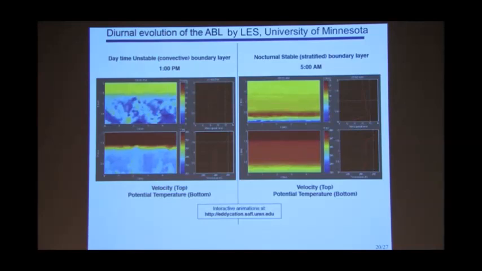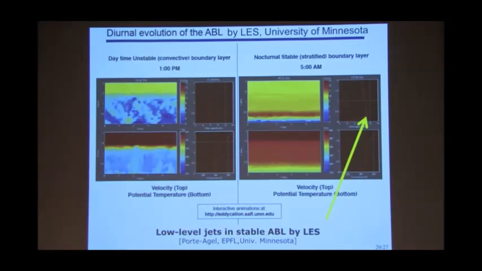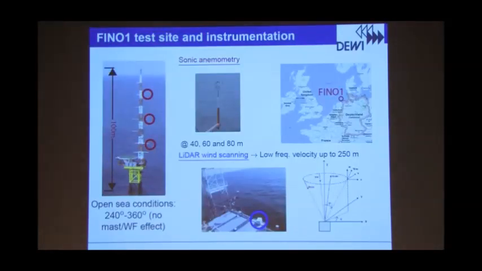So in the early morning, you see this red layer. That's the so-called low-level jet, which is an increase of velocity, which is due to the fact that your temperature is increasing with height, which gives a stable condition close to the ground because of the cooling of the ground. Now this we have been involved in.